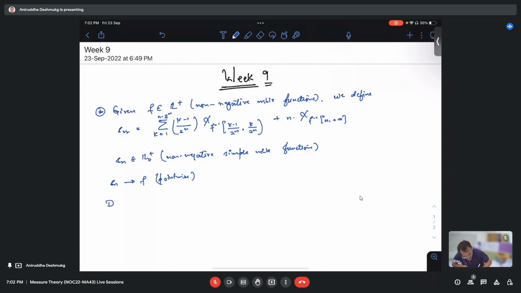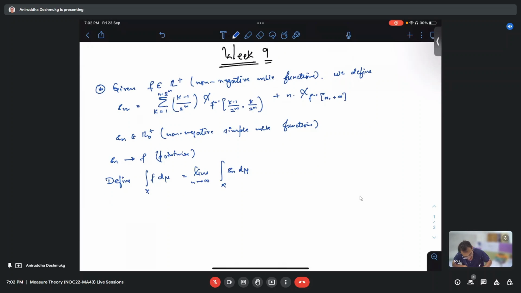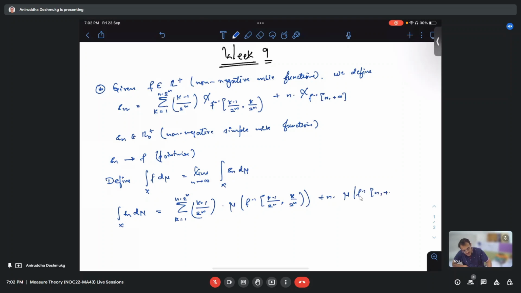Moreover, we define the integral of f with respect to whatever measure mu we have on our measure space X as the limit as n goes to infinity of the integral of Sn d mu over X. This integral of Sn d mu was defined as the sum of areas of the rectangles given by these characteristic functions, particularly (k minus 1)/2^n times the measure of f inverse of [(k minus 1)/2^n, k/2^n), plus n times the measure of f inverse of [n, plus infinity).